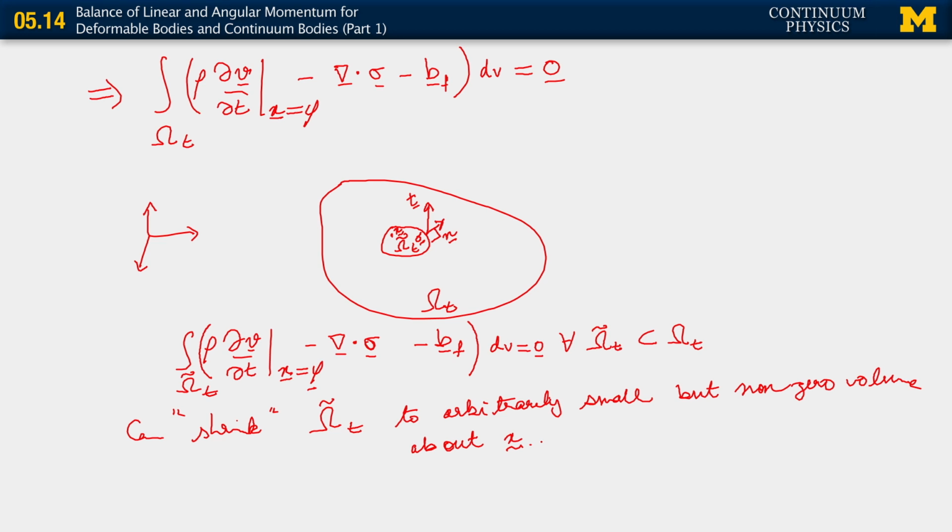And because of this, what we see finally is that we arrive at a pointwise form of our balance of linear momentum. Okay, and this is our pointwise form, and importantly, this holds for all x belonging to omega t. All right? Okay, and this is essentially our pointwise form of the balance of linear momentum. Okay, because I've said clearly that it holds at every point x.